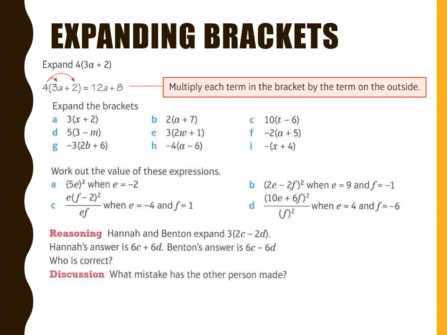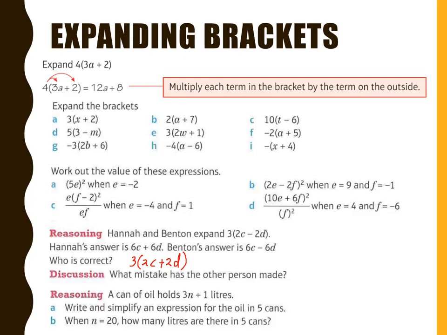You go, okay, well, the way I would answer it, with Benton's answer, if you factorize 6c minus 6d, you do get 3 in brackets 2c minus 2d. But with Hannah's answer, if you factorize this, you end up getting 3 in brackets 2c plus 2d, which is not the same as 3 in brackets 2c minus 2d. Can you see how you've just proven to the examiner you know what you're talking about? Okay, so there's another reasoning question there.